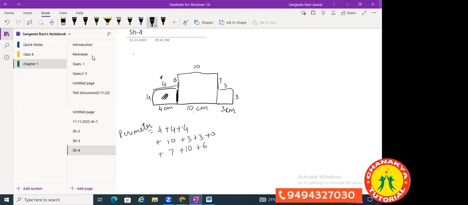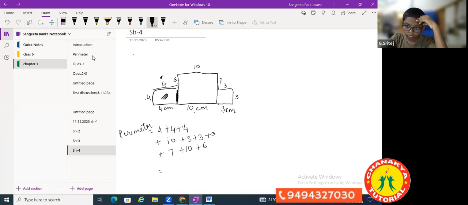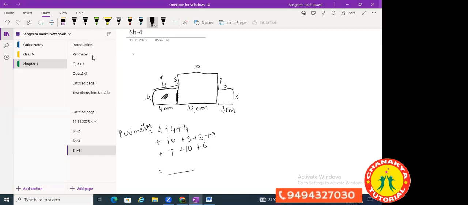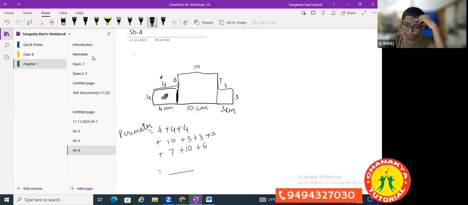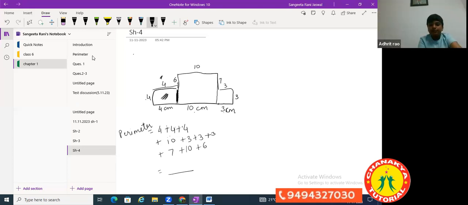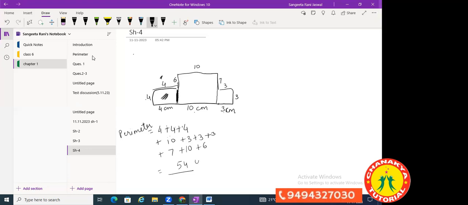These were all the dimensions that I got. I started from here: 4 plus 4 plus 4. Then I have 10 plus 3 plus 3 plus 3. Got it? Then I have 7 plus 10 plus 6. Understood? So just add them all. Give me the answer. 54 centimeters. How much? 54. Everyone getting the same? Yes, ma'am. Okay, let me also check.